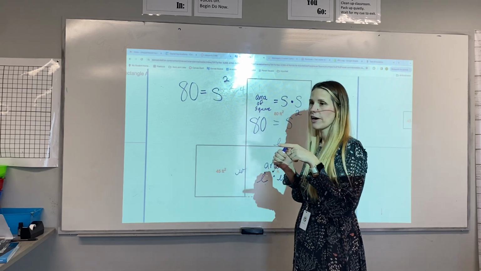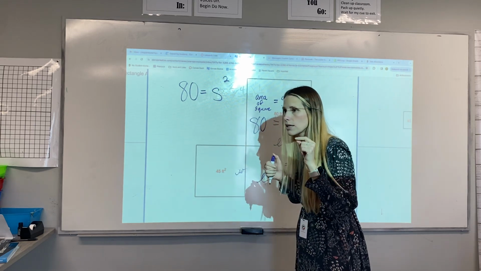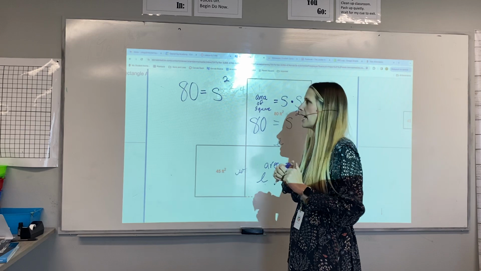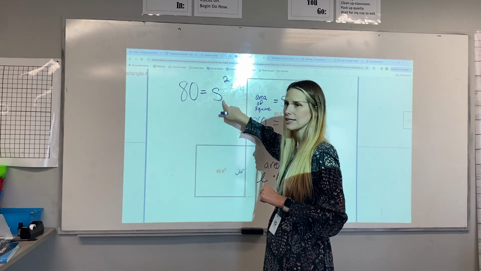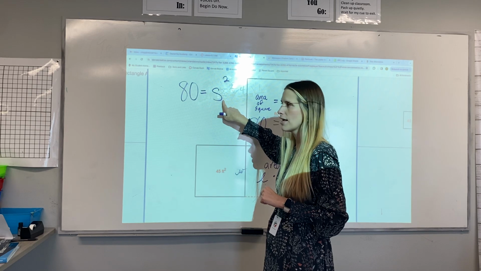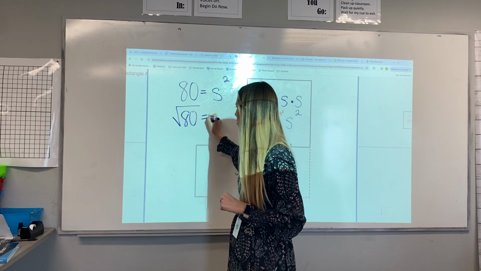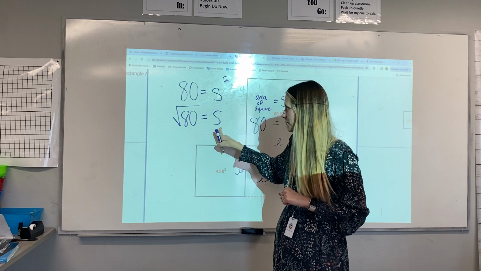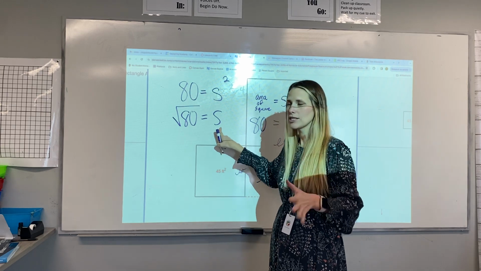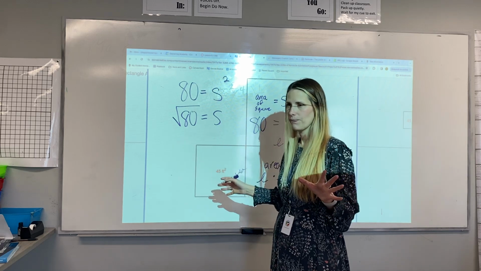I know why you said divided by 2. You're so close to getting this. Square root it. If 80 is the result of squaring the side, then finding the square root of 80 would give us the side length, right? Now, we just said that we can't find a whole number square root of 80.